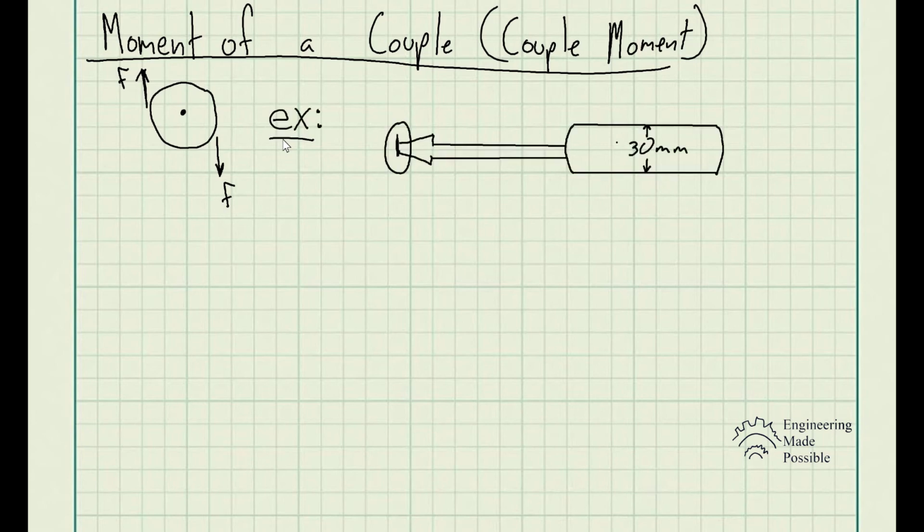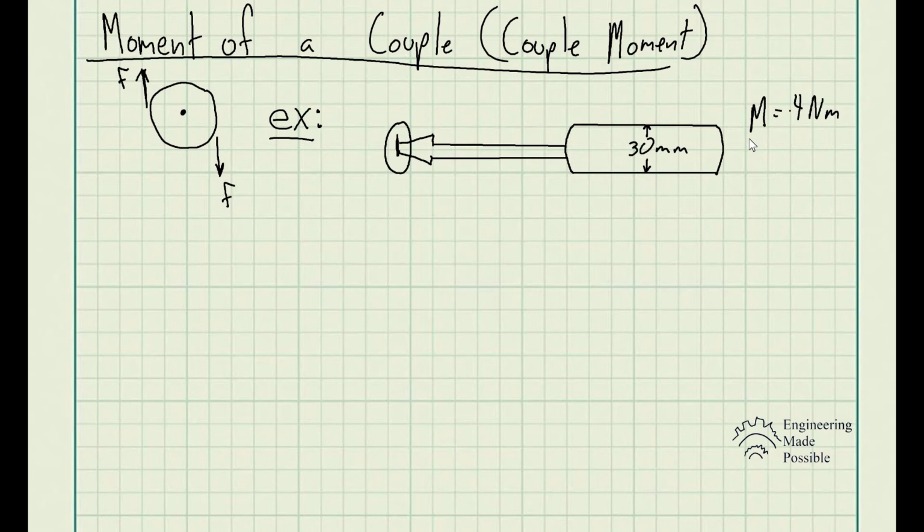For this problem statement, we have a twist of 4 newton meters applied to the handle of the screwdriver. So this is the screwdriver here. And it's asking us to resolve this couple moment into a pair of couple forces, F exerted on the handle and P exerted on the blade. In this case, we have the blade here and we're doing a flathead screwdriver. And the handle here is 30 millimeters distance, and we have a moment of 4 newton meters. So let's write that down.